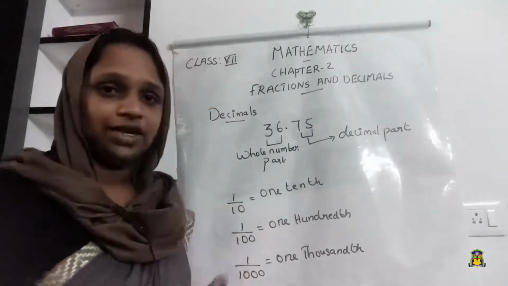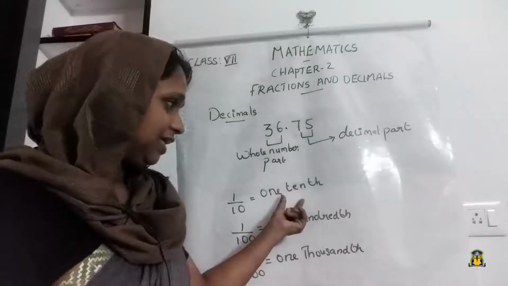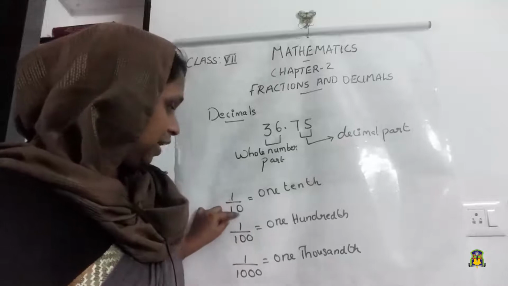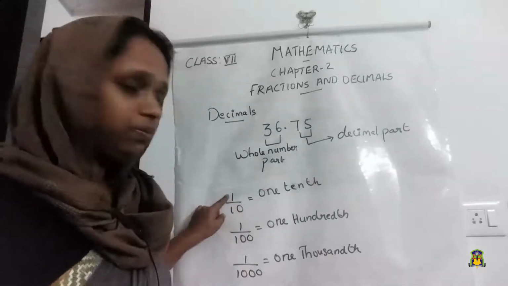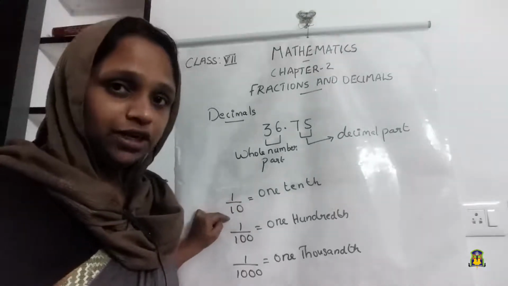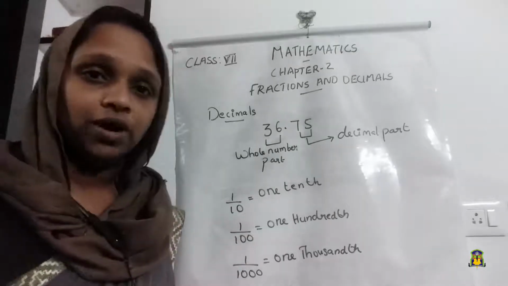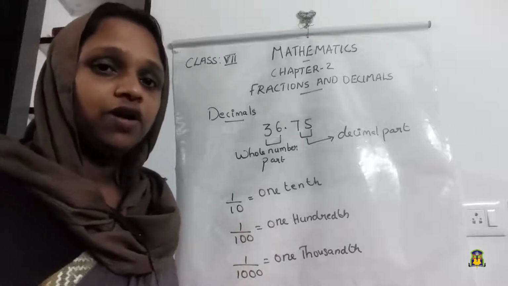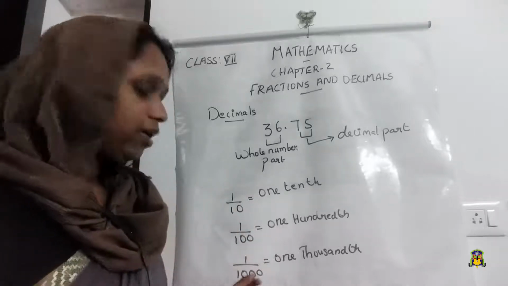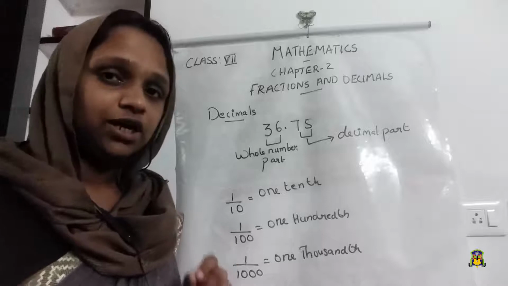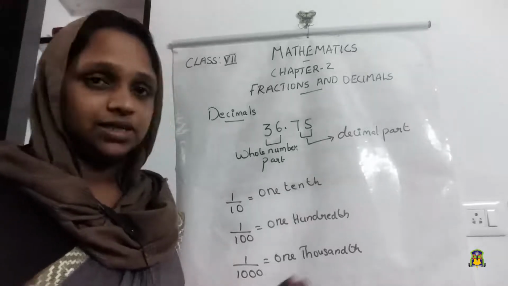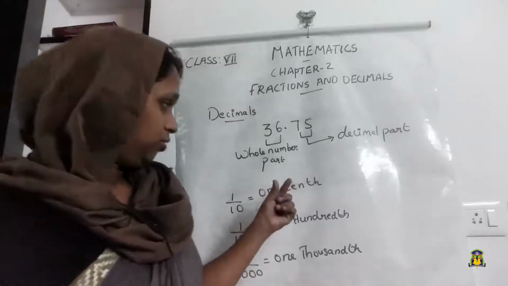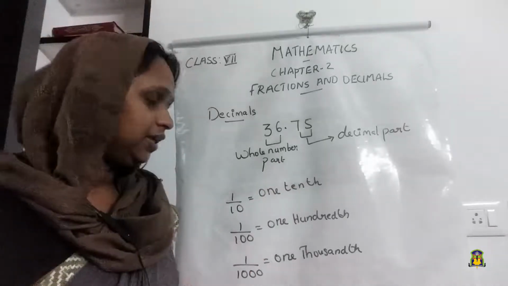Here 1 by 10, we read it as 1/10. That means out of 10 equal parts, one part. Okay, one part out of 10 equal parts. That is 1/10. Similarly, 1 by 100 means one part out of 100 equal parts. Then 1 by 1000, yes, one part out of 1000 equal parts. That is 1,000th.